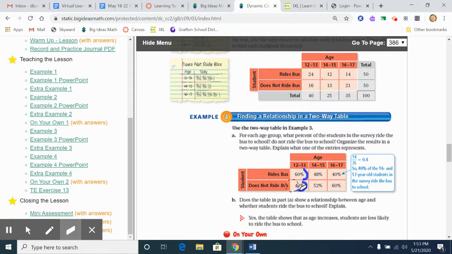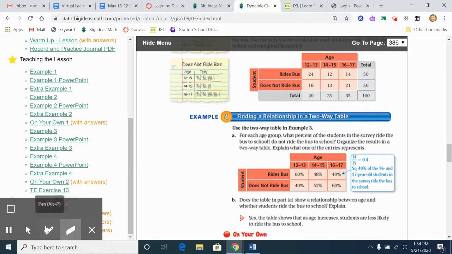All right, so now for 14 through 15-year-olds, there's 12 that ride the bus out of 25. So again, now we're taking 12 and dividing by 25 because that's the total number of 14 through 15-year-olds that were surveyed. That's going to give you this 48%. It should be 0.48, which we then make into a percent. They did the same thing with 13. They divided that by 25 in order to get this 52%.